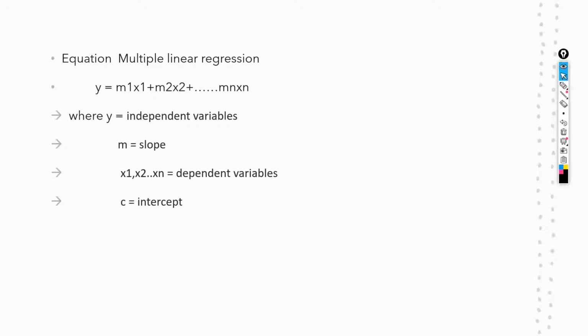We have a multiple linear regression equation also. It is y equals m1 x1 plus m2 x2 plus and so on up to mn xn plus c. Sorry, I missed the c earlier. This is the multiple linear regression equation, where y is the dependent variable, m is the slope, x1, x2, x3 and so on up to xn are the independent variables, and c is the intercept.